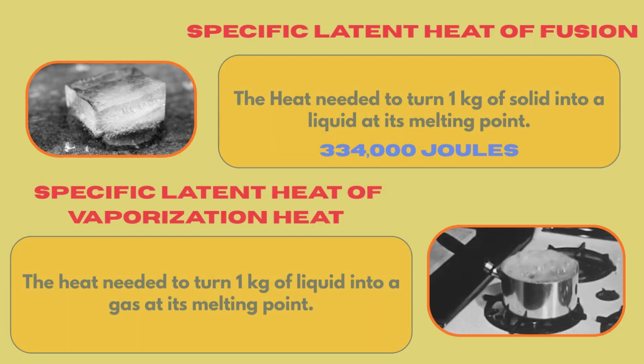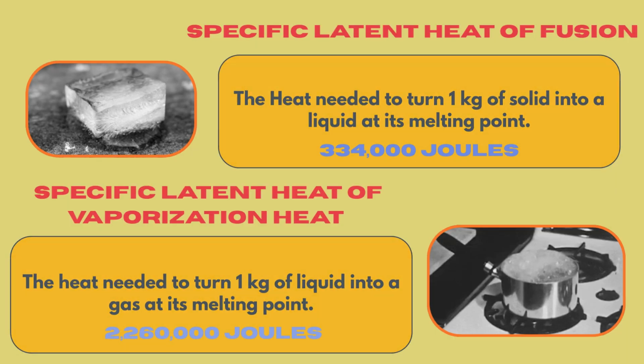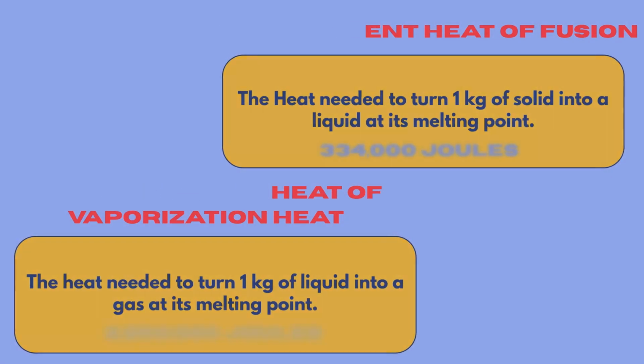Specific latent heat of vaporization is the amount of energy needed to change 1 kilogram of a liquid into a gas at its boiling point, also without any change in temperature. For water, this value is much larger at 2,260,000 joules per kilogram. The main difference is the change of state. Fusion is solid to liquid, while vaporization is liquid to gas. Vaporization requires more energy because the particles move much farther apart.